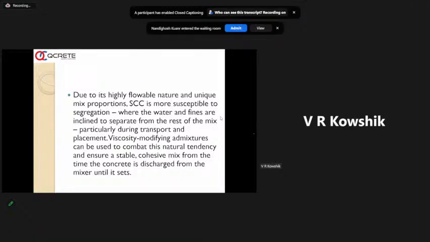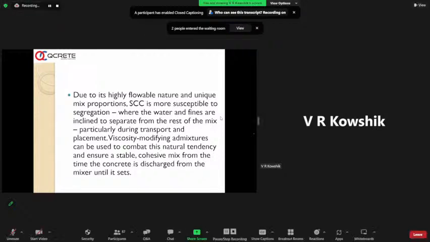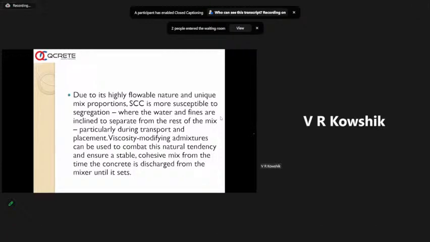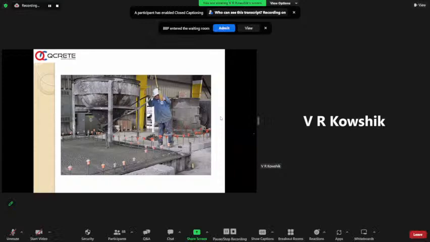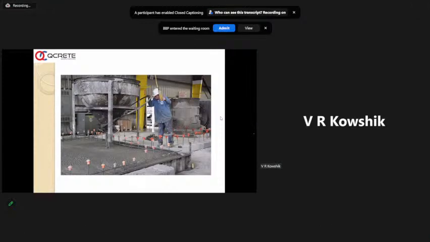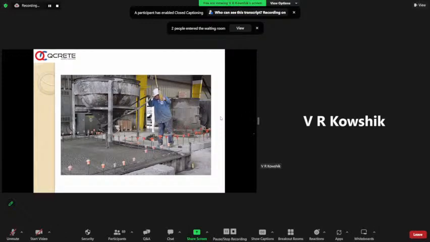Basically, the admixtures, which are also called hyperplasticizers, come with a huge amount of water reduction capacity and have built-in viscosity modifying admixtures. So you can see a very smooth, cohesive mix without much bleeding, which satisfies all the properties of self-compacting concrete. You can take the flow test, U box test, L box test, V funnel test. All these tests it passes easily.